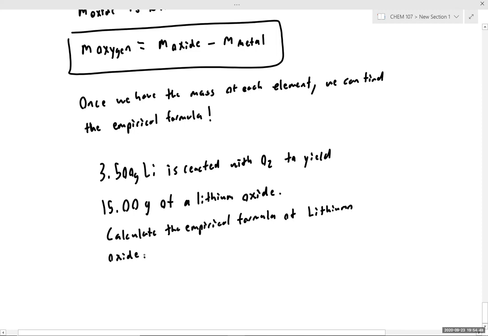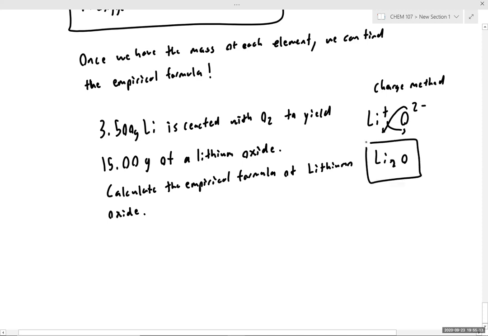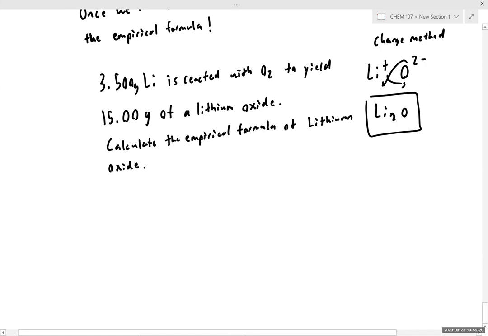Now, there are two ways of doing this. The first way is, if you remember what we discussed in lecture today, if we know the charges, we can figure out the formula immediately. So this is known as the charge method. Does everyone remember this from class? Yes. So that's one way. It doesn't work for transition metals, so let's talk about the calculation method that we'll be doing in the lab.